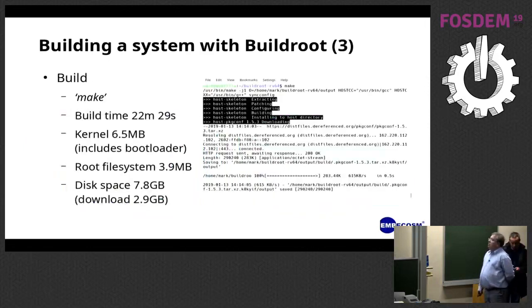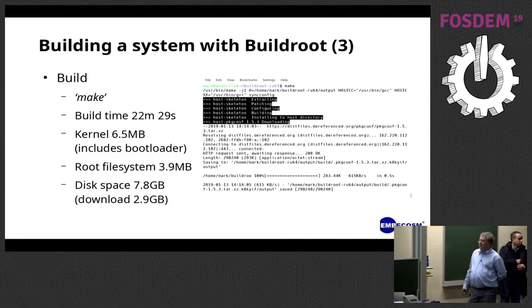Next stage, building a system. Just as simple as running make at the command line. On my system, we're talking 20 to 22 minutes from start to completed build. The kernel came out with BBL wrapped around it, 6.5 megabytes, and a minimal root file system, 3.9 megabytes.